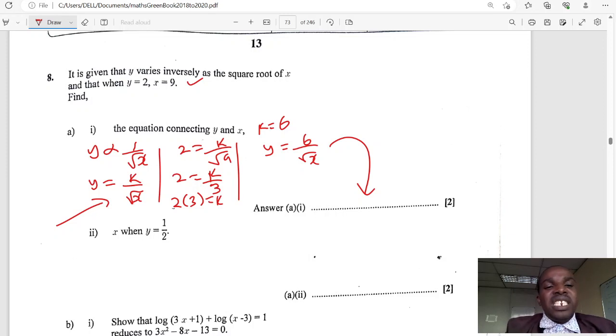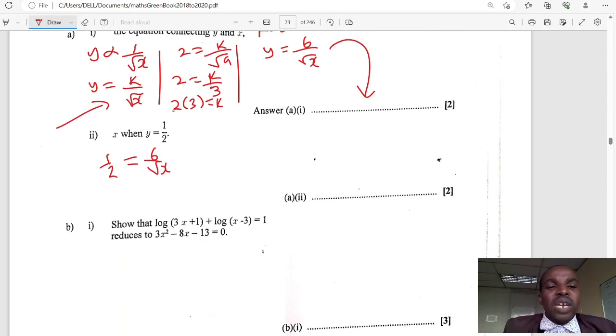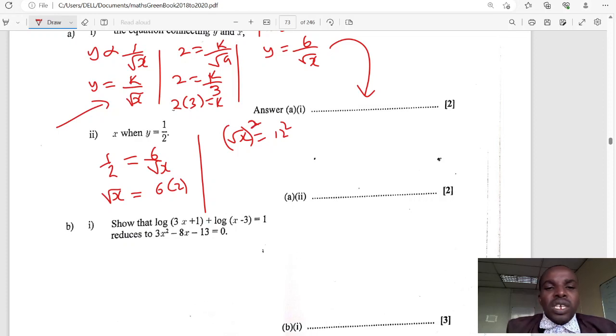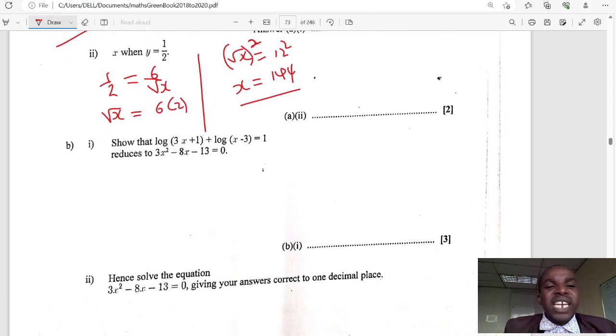Then next, find x when y is equals to half. X is equals to what? You just use this equation when y is equals to half. So you put a half here, is equals to 6 over root x. Then you cross multiply. Cross multiplication is 1 times root x is root x, is equals to 6 times 2. So it will be root x is equals to 12. You square both sides to remove the root. So it will be x is equals 12 squared is 144. That's the answer. Done. Next, B item 1.